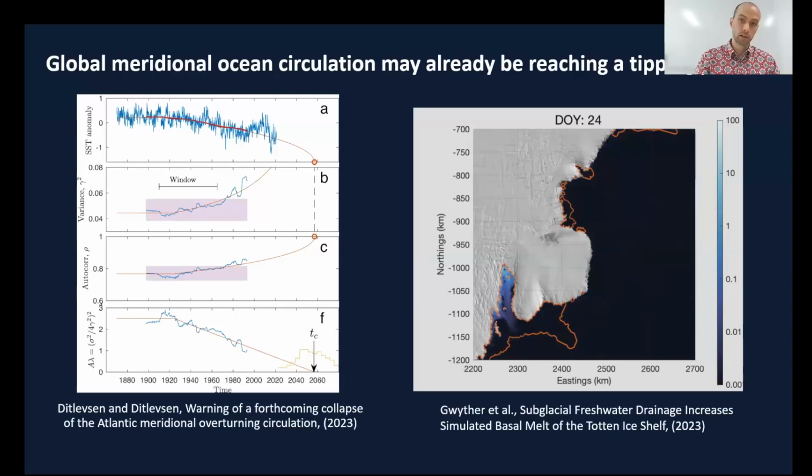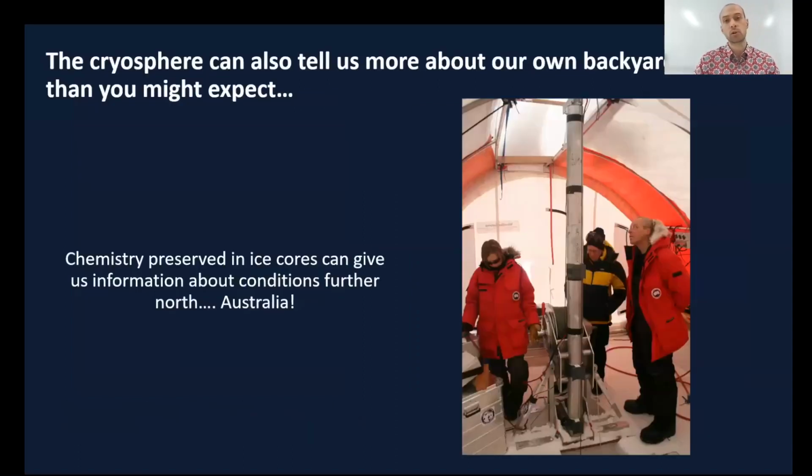So let's zoom in a little bit more and try and understand what the cryosphere can tell us about our own backyard. And this can be done through looking at ice cores. This is where they drill down into the ice and pull out a core of ice, and then very carefully do chemistry on that down the core. Using chemistry at high resolution, you can understand conditions in Antarctica, and through the synoptic links, these weather patterns that are linked between Antarctica and Australia, you can understand climate in Australia.